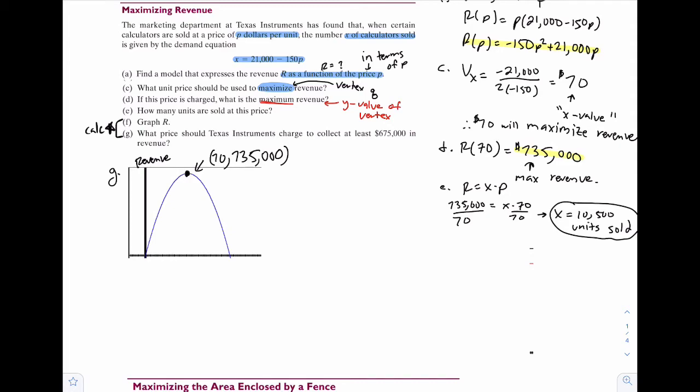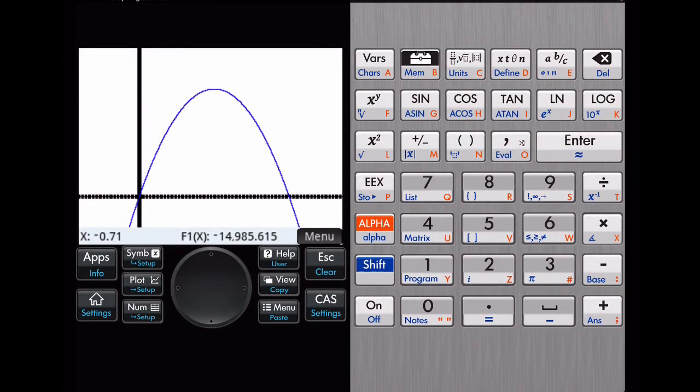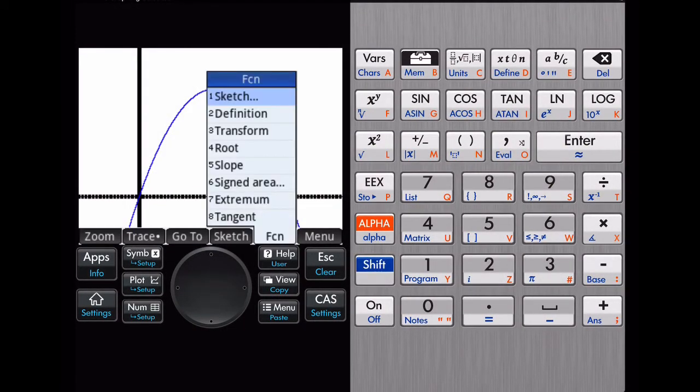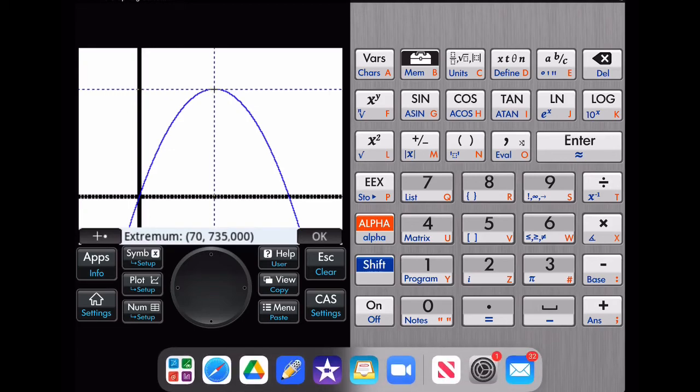Now let's say you had a calculator. You could have actually skipped part C manually. We could have gone here, tap your vertex, and just go menu function extremum. And there it is, 735,000. So notice that's an alternative method to finding the vertex as well.